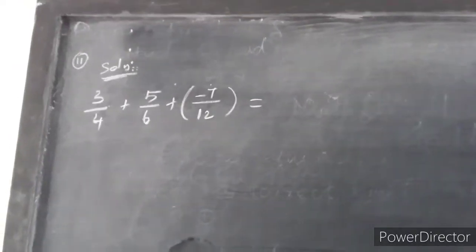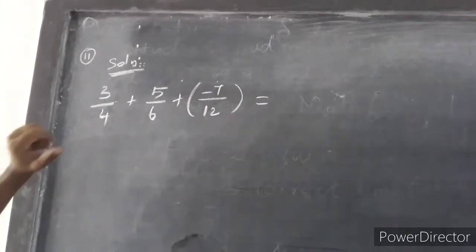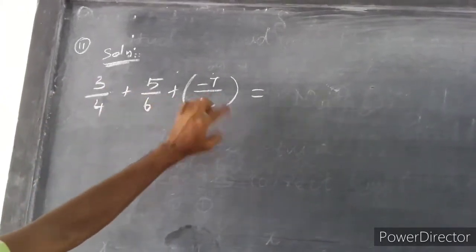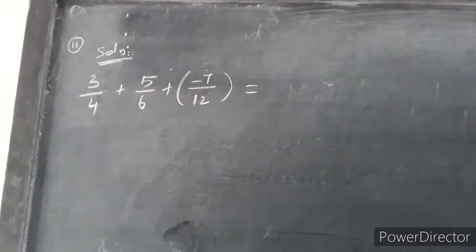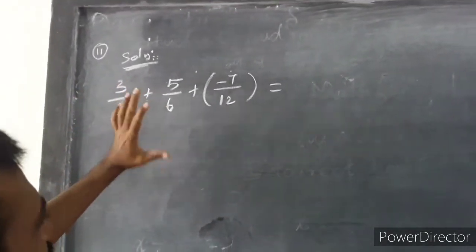Students, so the next one is an objective type of question. So the 11th sum, there is 1 more question. Find the standard form of 3 by 4 plus 5 by 6 plus minus 7 by 12. This question, students, has 3 rational numbers given. So we need the sum of these numbers.